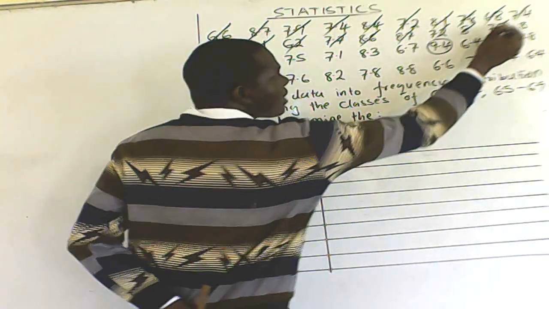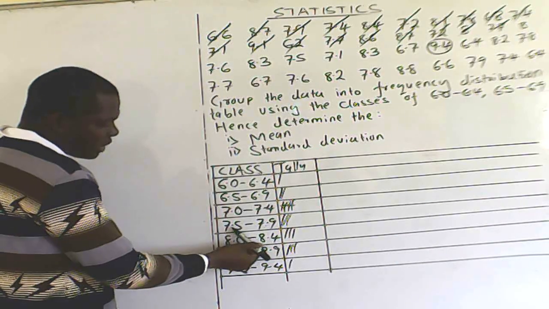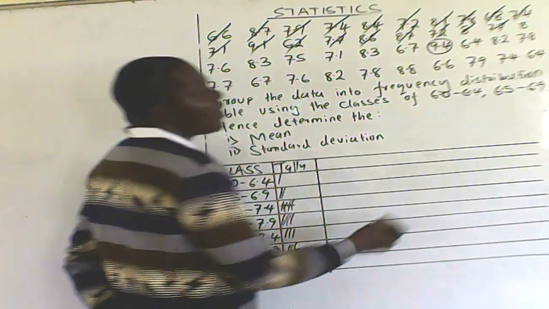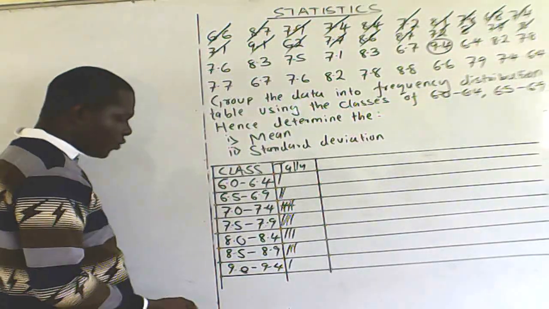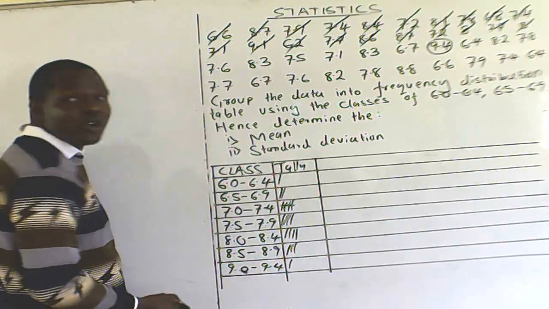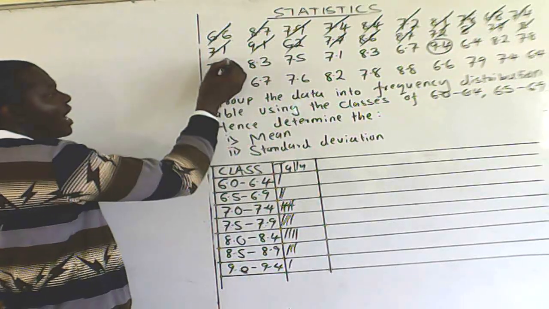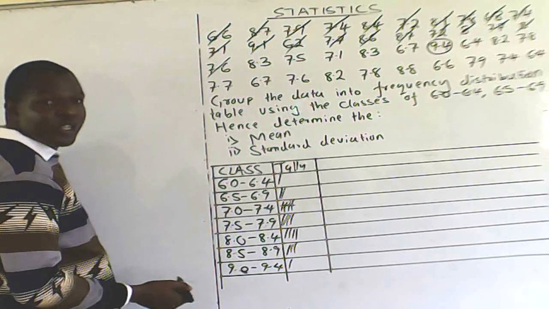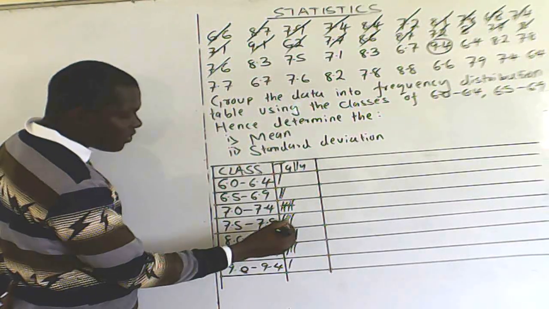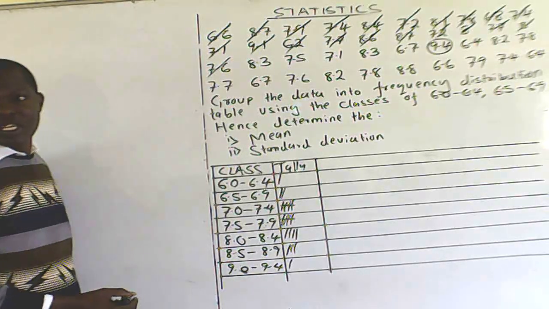Then the next one, 7.7 is between 7.5 to 7.9. You count it there. Then the next 8 is between 8.0 to 8.4. You count it there, isn't it? Then the next one, 7.6. It is between 7.5 to 7.9. So that's the fifth one. The fifth one you tie with, isn't it?